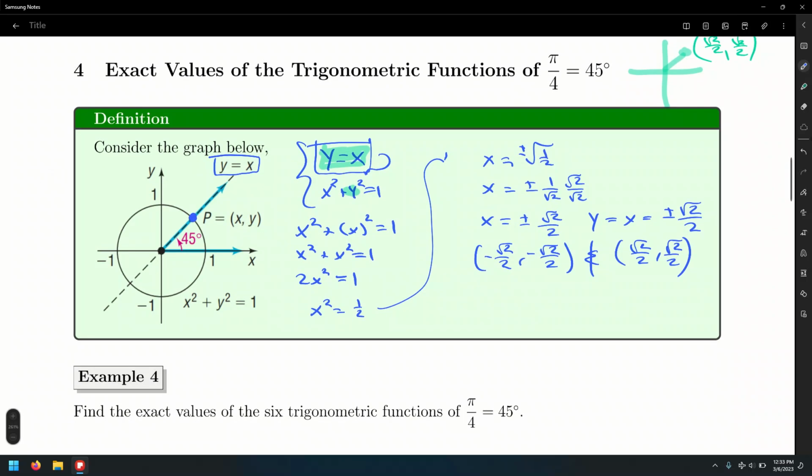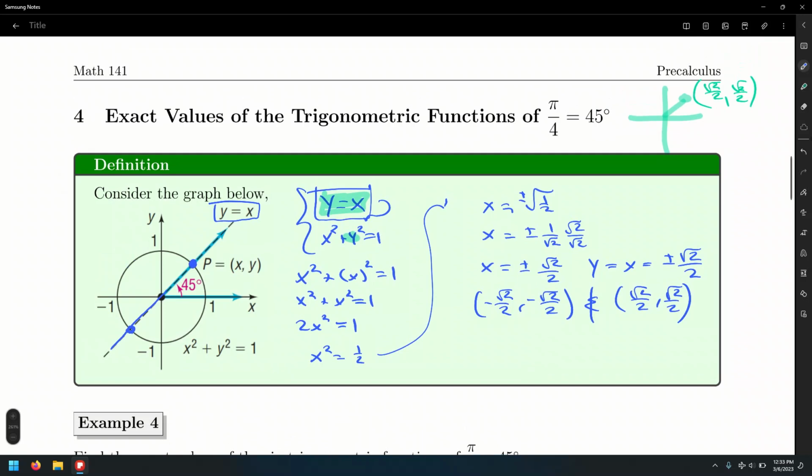All right, so this is the positive root of 2 over 2, but again, keep in mind that this diagonal line also intersects that point, which happens to be negative and negative. That's this point. So if you ever wonder where these values for the trigonometric functions for 45 degrees come from, well, that's where, right? From finding the intersection between the equation of the circle and the equation of the line, all right?